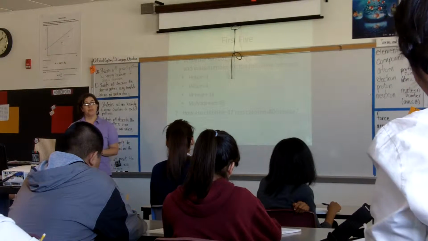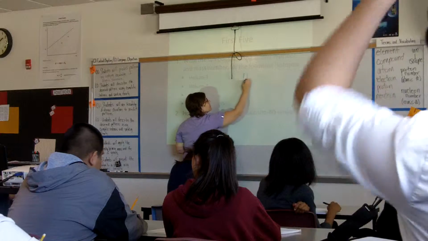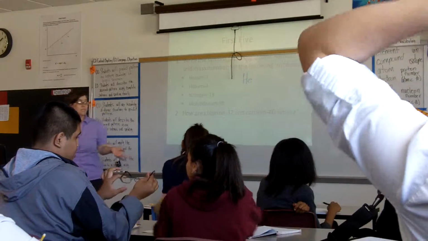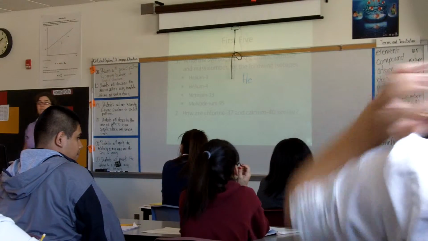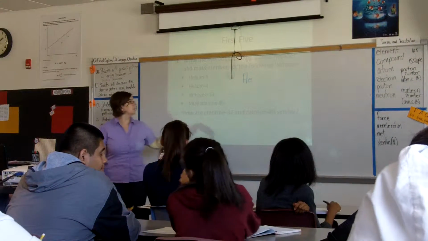What does the symbol look like, or what do we start with if we're going to write the symbol? HE. Why HE? Because that's how it's represented in the table, and it allows us to know the difference between helium and something else like hydrogen that might also start with an H.